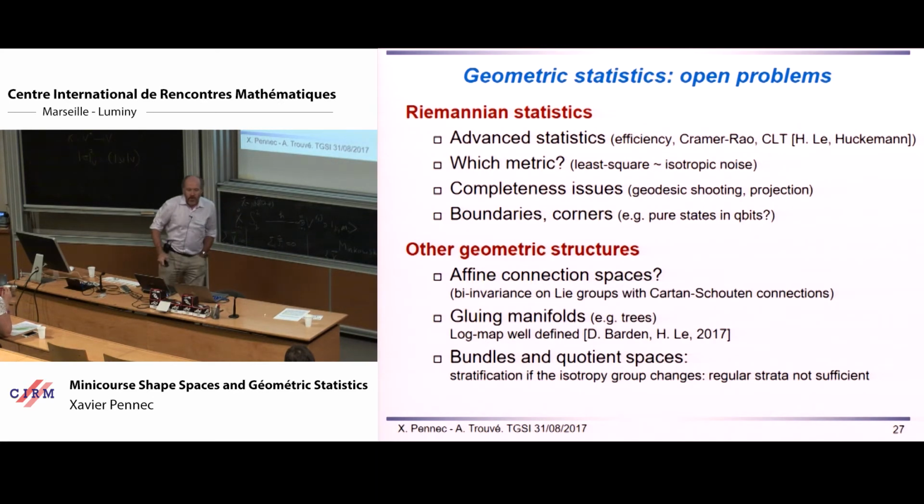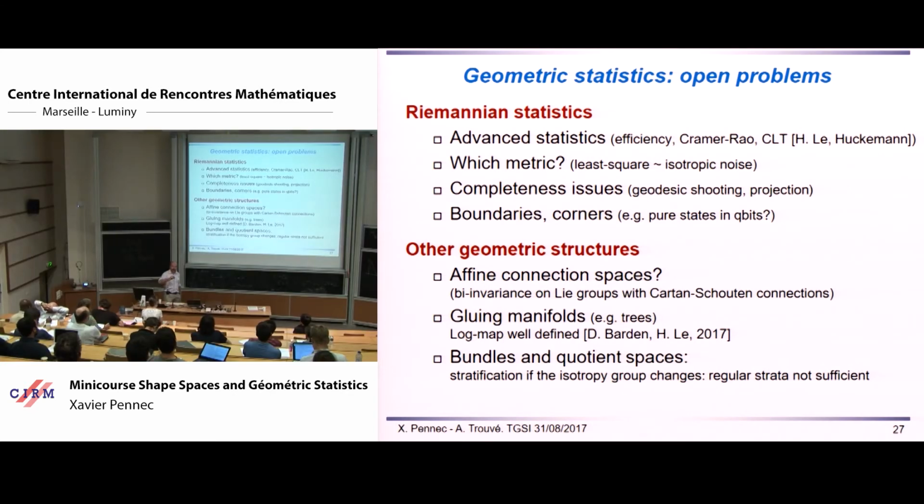So more generally, what are the open questions? The first one is, obviously, more advanced statistics: Cramer-Rao bounds, the central limit theorem, what is the efficiency of the estimation, especially for applications in medicine with a finite number of points. The central limit theorem is good when we know that it's Gaussian with a very large number of points, but if we have 10 subjects or 20, then it's not infinite. So what's the effect of curvature on that?